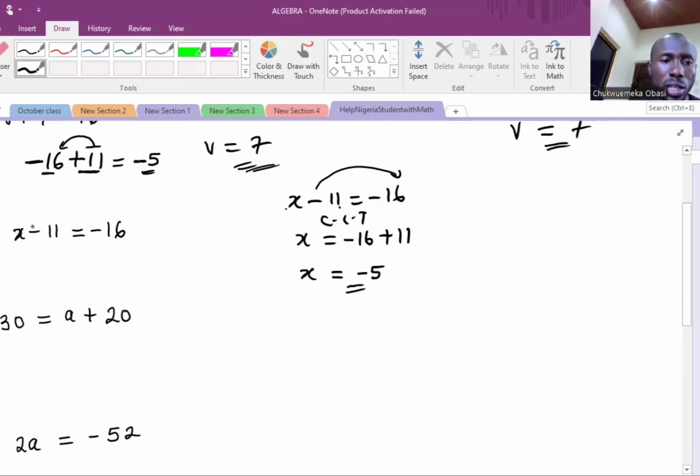So you can also go and check your answers. You put in the values you solve for and you get your answer. That's another way to go ahead and find your answer.